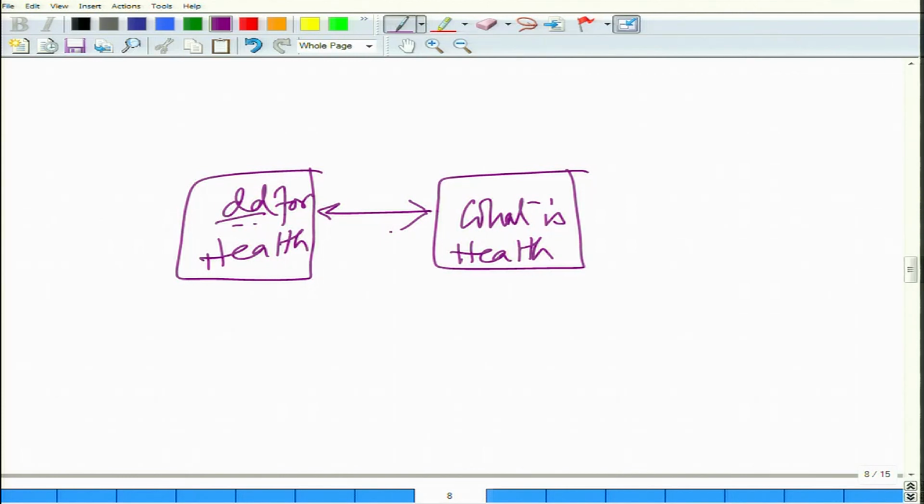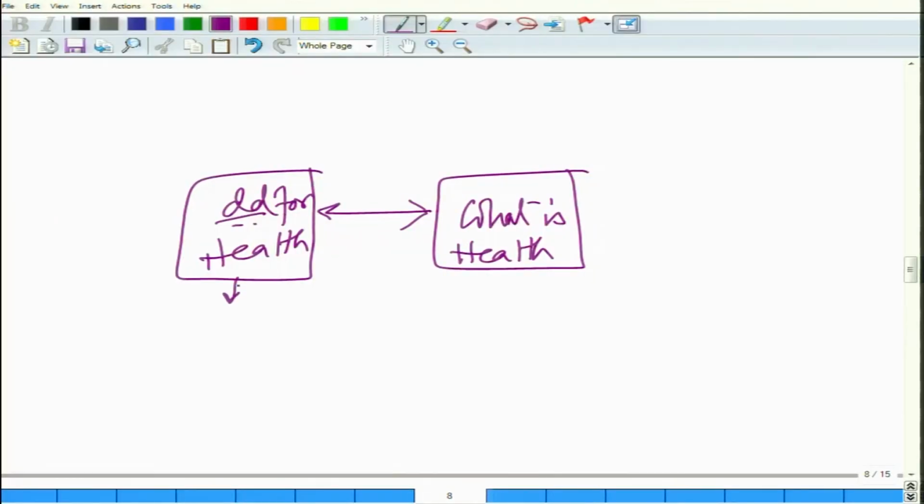I will Google it, I will ask my friends, or I will go to a doctor. So, it is a both way relationship. Based on my demand for health, or I will keep it as what influences health. I can keep as demand for health.